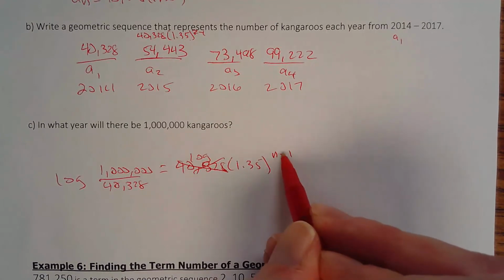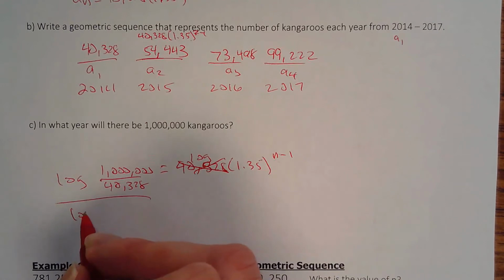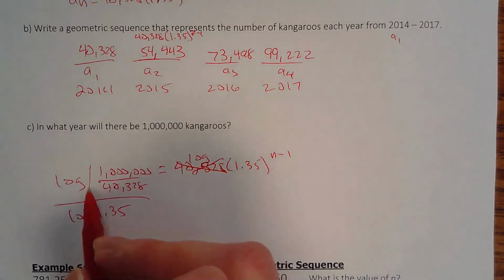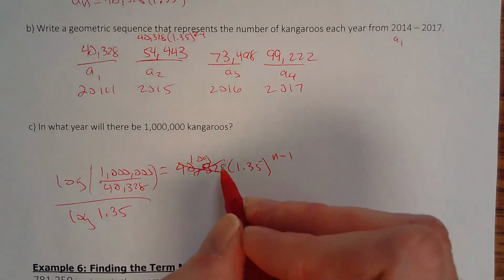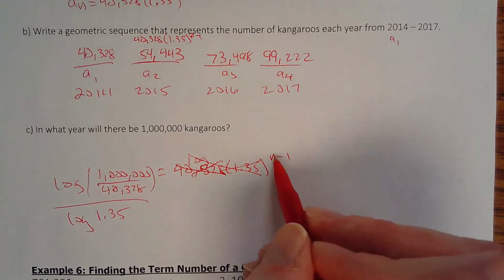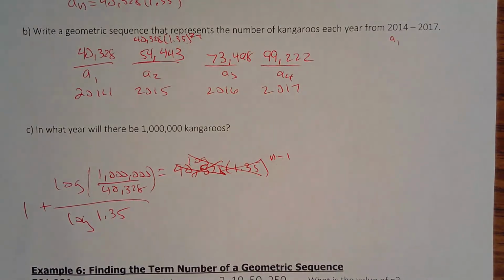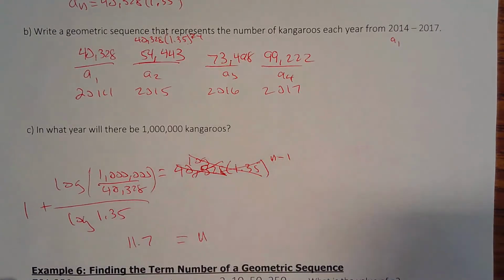And since the variable is up here, it's going to come out front, and I'll end up dividing by log 1.35. So I'm not really updating. This is going to be a decimal, and you can put that in the calculator if you want. That's up to you. So now I've divided by log 1.35. N minus 1 equals this, so really I just need to add 1 to this, and that equals n. So this guy right here, whichever way you want to put it in the calculator, if you simplify all this, n equals 11.7.